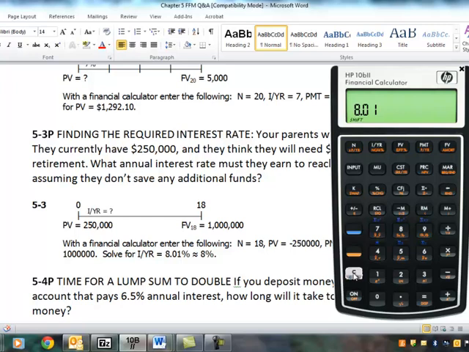Now notice if I didn't plug in present value as a negative, I put 18 N, 250, present value, 0 payment, and $1 million future value, and hit interest rate, there's no solution. So please remember when you're using the calculator to plug in the present value as a negative where appropriate.